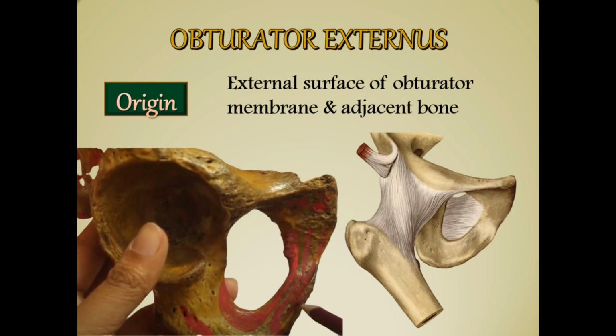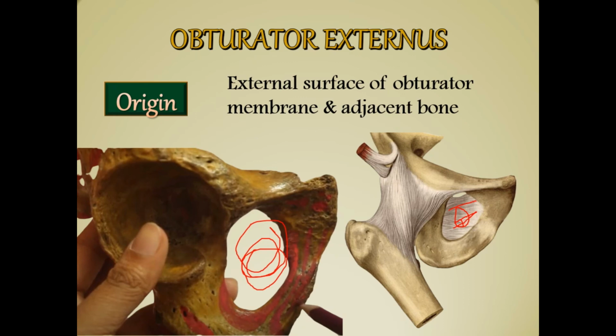Obturator externus muscle. The origin is the external surface of the obturator membrane and adjacent bone. As you can see, this is the obturator foramen, this whole opening, in the picture on the left side. This is the obturator membrane. So it originates from the external surface, definitely the outside. From inside will be the internal surface of the obturator membrane. So it originates from the external surface of the obturator membrane and adjacent bone.